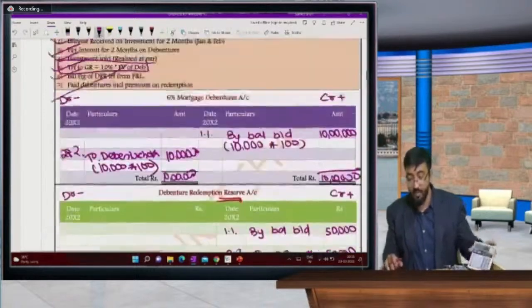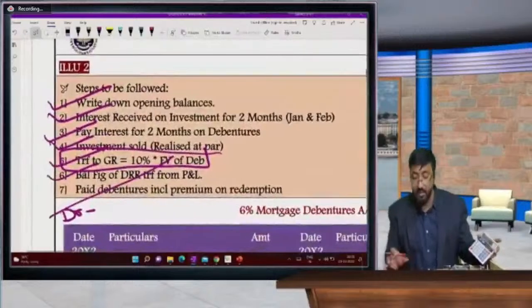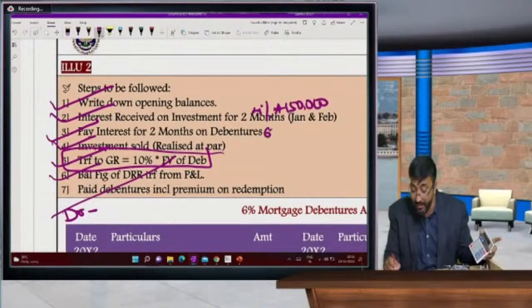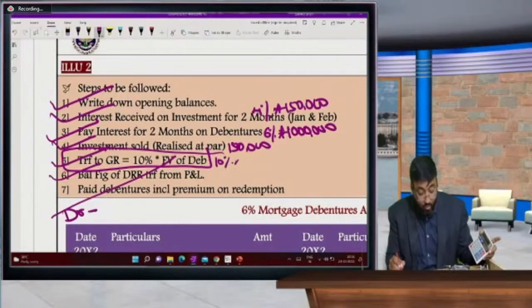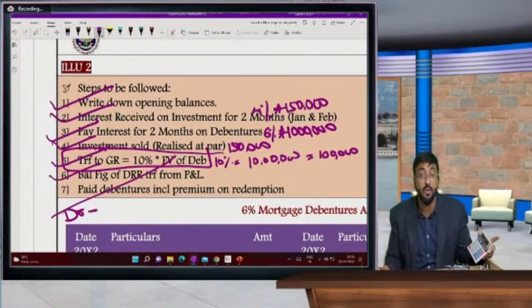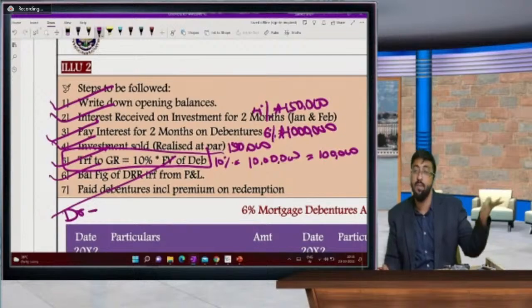See, beta, first write down opening balances. Then you will receive interest at the rate of 4% on 1,50,000. Then you pay interest at the rate of 6% on face value, that is 10 lakhs. Then investment sold at 1,50,000. So no profit, no loss. 10% into 10 lakhs, mandatory to transfer. Beta, DRR transfer has to be done, right? So 10% you have to transfer. DRR has to be created. So 10% DRR created and transferred to general reserve and the balancing figure in P&L.